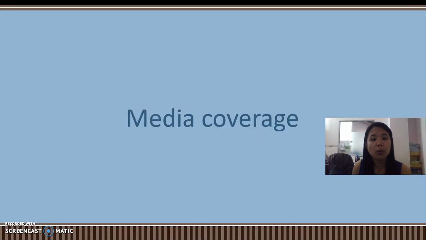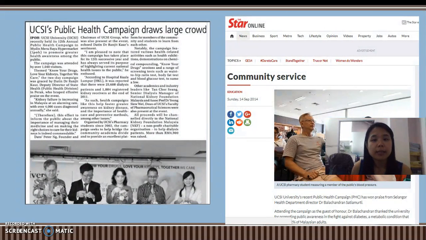We will also have some media coverage after the event, for example the newspaper cutting from The Star newspaper. So these are among the two media coverages that we had in the past.